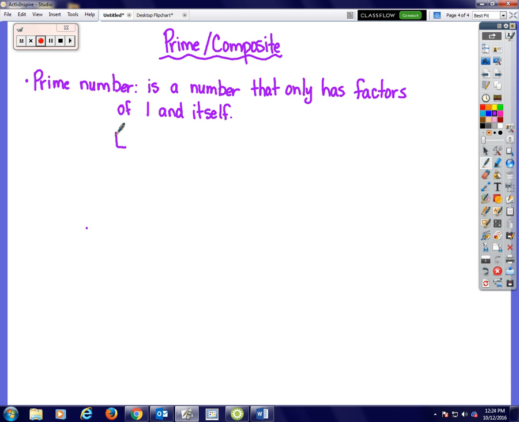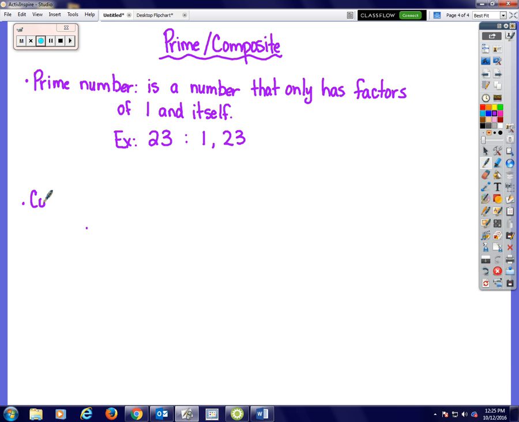So for example, 23. There are no other numbers I can multiply together to get 23 besides 1 and 23. I can't multiply anything by 2. I can't multiply anything by 3. I can't multiply anything by 4. 1 and 23 are the only factors of 23. So that makes it a prime number.